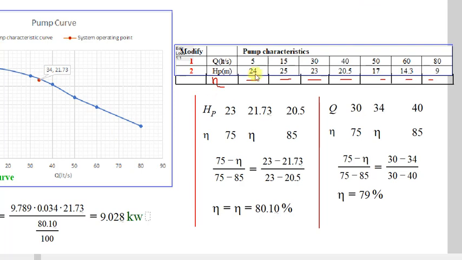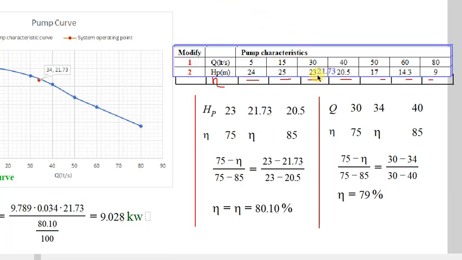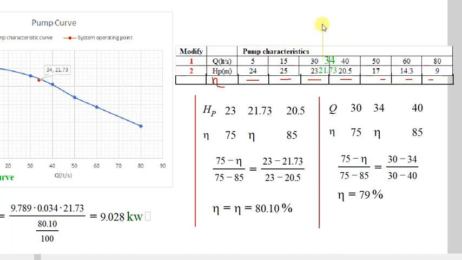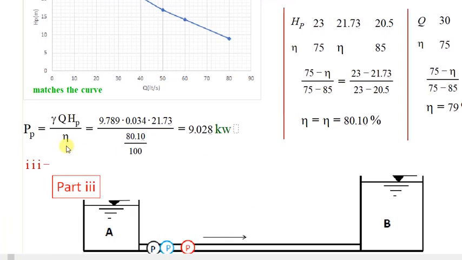For example, here we said 34, so 34 it is somewhere here, and at the same time you may use 21.73, which is again somewhere here down, isn't it? 21.73. Okay, so that's it. What else we have? Then we substitute and get the power.